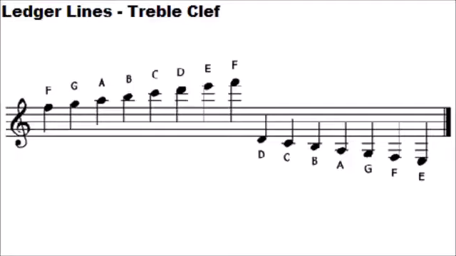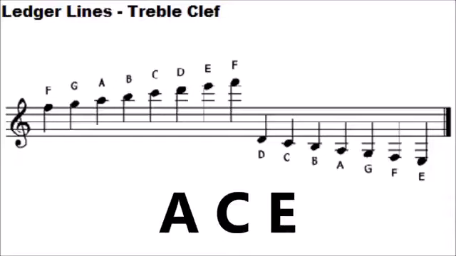The note after the fifth line of the treble clef is G. To add the note after G, which is A, we need a ledger line. The first ledger line is A. The note after A is B. We need another ledger line to add the note after B. So the second ledger line is C. The third ledger line is E.